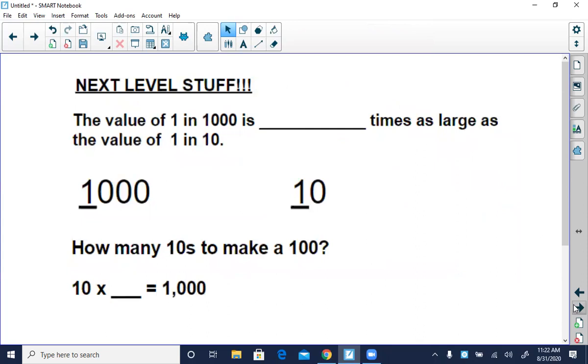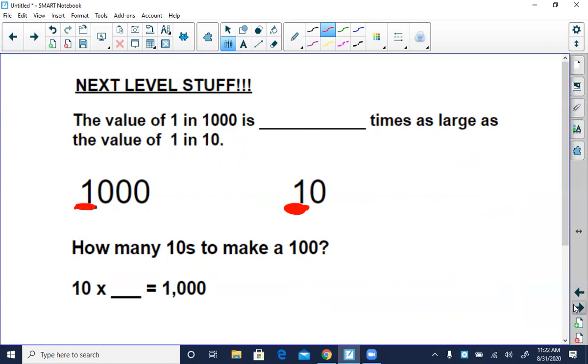Now, next level stuff. This is where it gets a little bit more difficult. So I'm only going to look at one of these problems because we really don't hit them that much in 4th grade, but for you go-getters that really want to learn the next level stuff, here's the next level. The value of 1 in 1,000 is blank times as large as the value of 1 in 10. Okay, well, I look here. I've got my 10, okay? I got my tens place here. This is the thousands place.